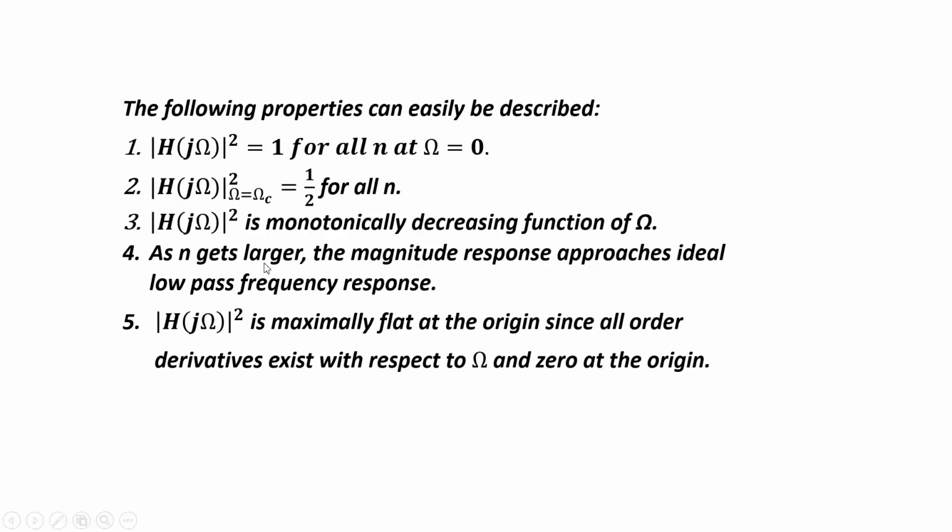As n gets larger, as we take larger values of n, the magnitude response approaches the ideal low pass frequency response. And the fifth point is especially the characteristic of the Butterworth filter, that it is maximally flat at the origin, since all order derivatives exist with respect to omega and are zero at the origin. So it is maximally flat in the pass band. Its meaning is this: very little ripple you will find in the Butterworth filter. It's maximally flat in the pass band.